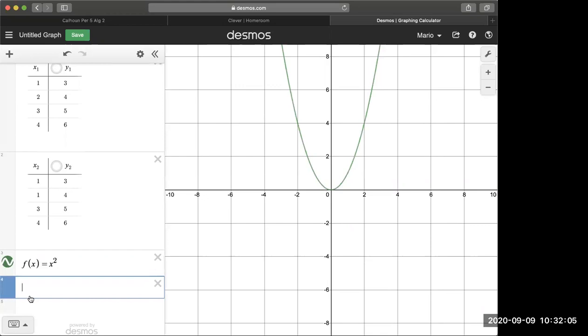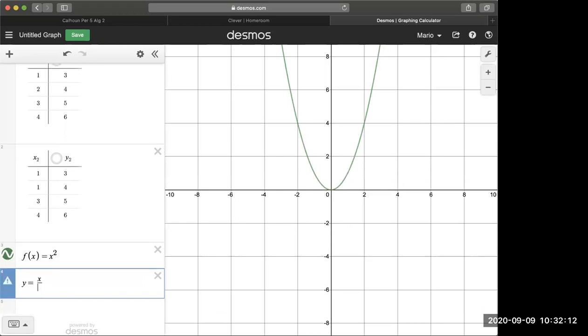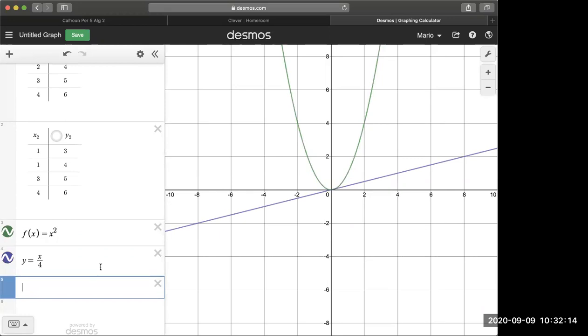I even heard about fractions. Technically, you can have fractions in a function. If I said x divided by 4, that's technically still a function, because every x value has exactly one y value.